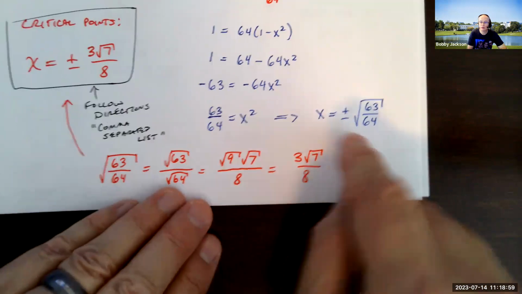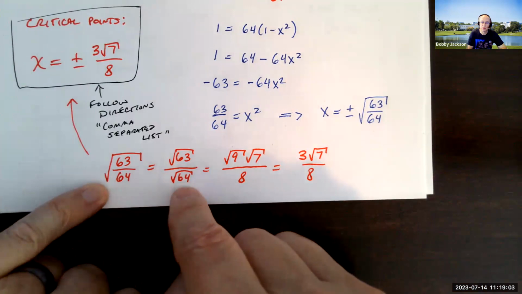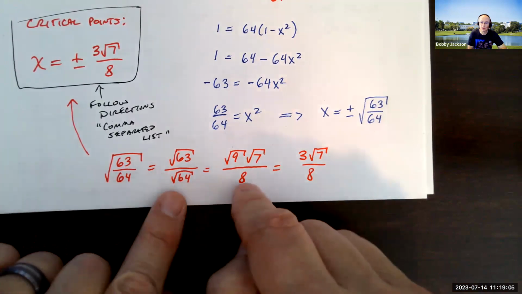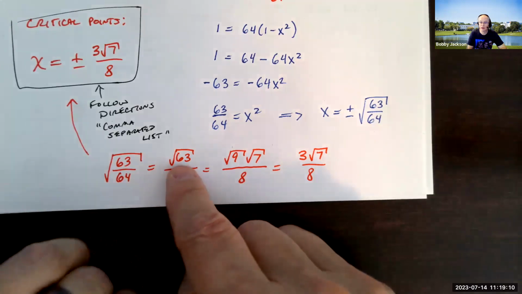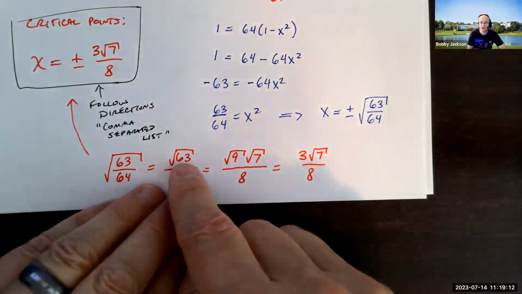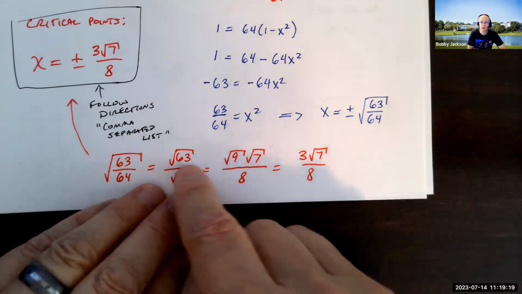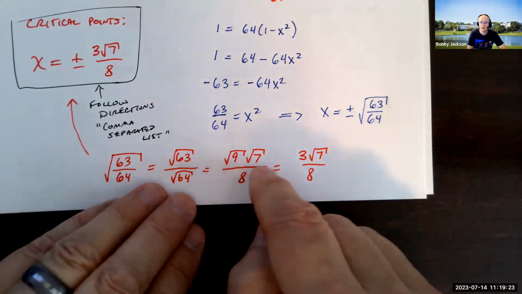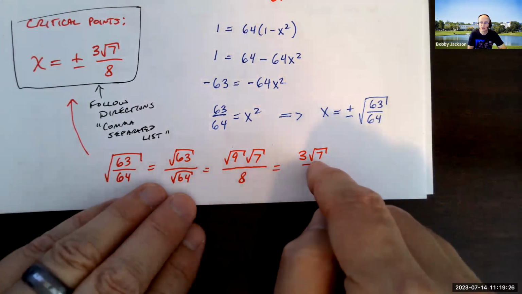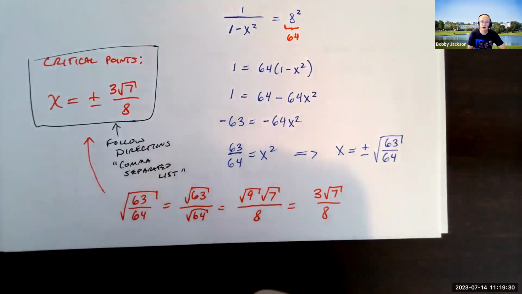Now we can simplify these a little bit, because the square root of 63 divided by 64 can be written this way. Of course, the square root of 64 is 8, and the square root of 63 can be simplified because there is a perfect square factor of 63, and that is 9. In fact, 9 is the largest perfect square factor of 63. So you should remember how to do that sort of simplification. The square root of 9 is 3 times the square root of 7. So plus or minus this quantity are the critical points.